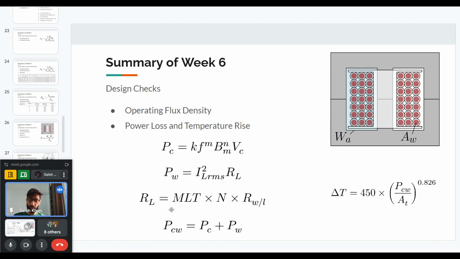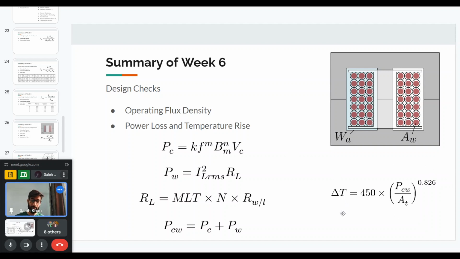And once you know this mean length of the turn, you can multiply it by the number of turns and then the resistance of the winding per unit length. So you will get the resistance of your overall winding. You can find the winding loss. And once we find the total loss, which is the sum of the core loss and the winding loss, we can find the temperature rise using this expression.